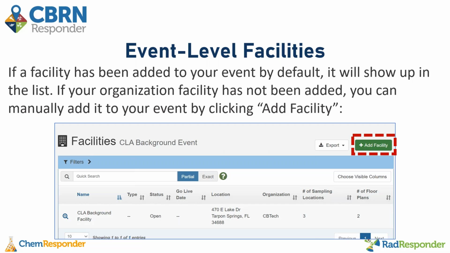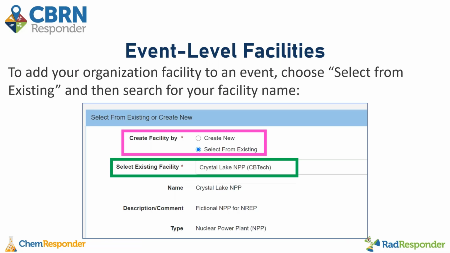If you want one of your organization facilities to be on this event and it's not currently in that list, you can manually add it to your event by clicking Add Facility. And from here, you are going to add your facility by choosing Select from Existing, and then you'll search for the name of your facility.